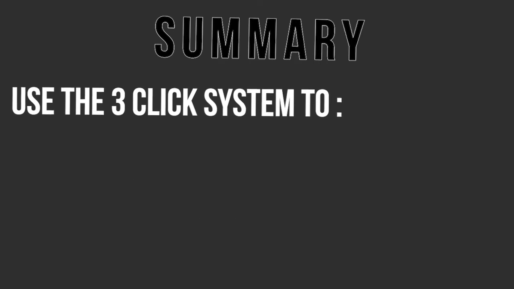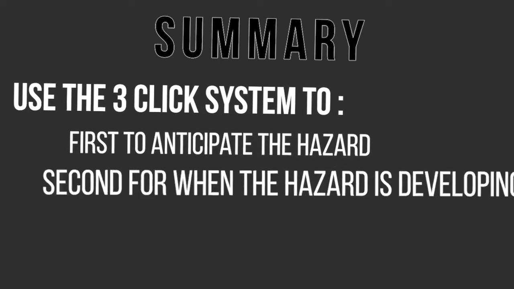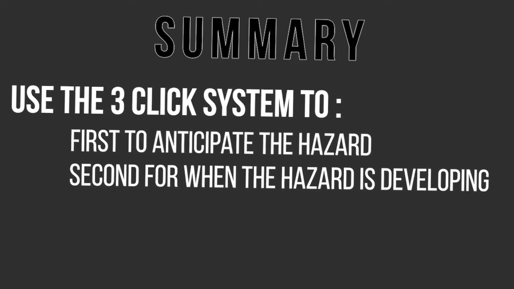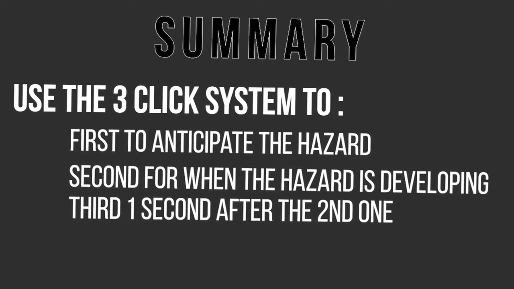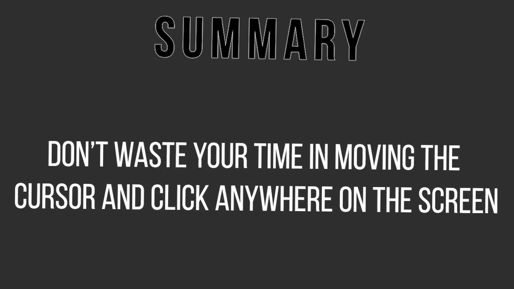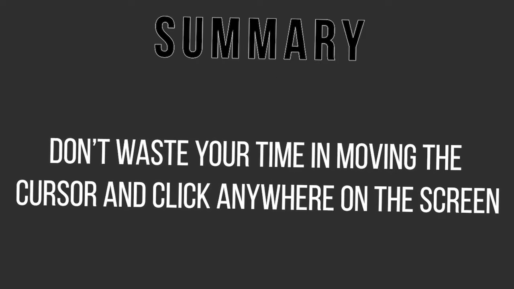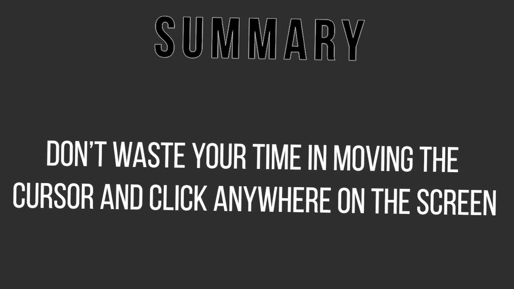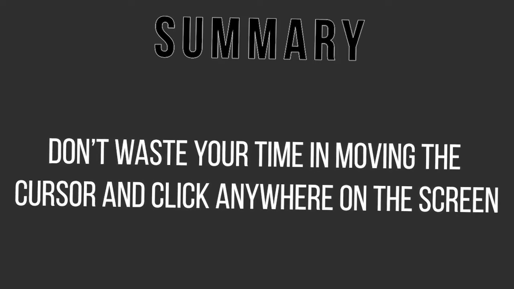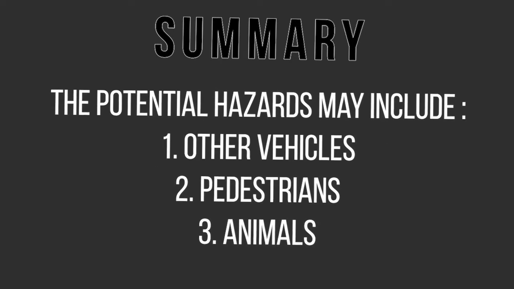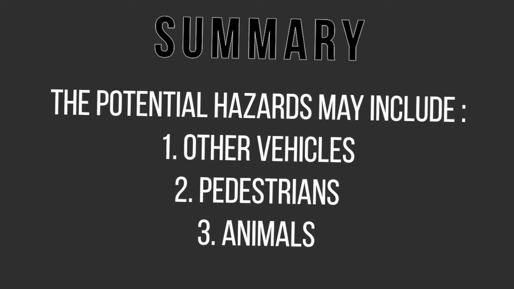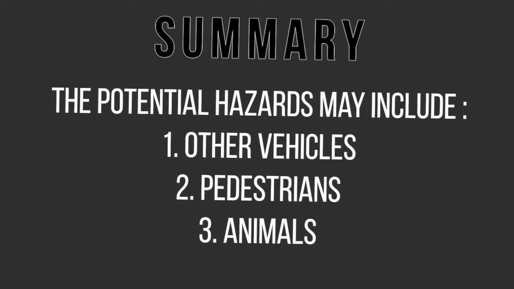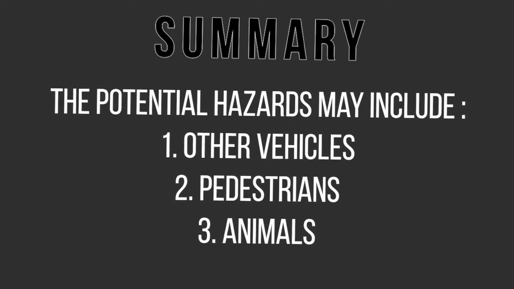Also use the 3-click system: first to anticipate the hazard, second for when the hazard is moving towards you and is developing, and a third click 1 second after the second click. Also, don't waste your time moving the cursor, as there will be no cursor, so just click wherever you want on the screen as soon as you see a potential hazard. The potential hazards that you are looking for might be other vehicles, pedestrians, animals, or anything else that could make you stop or change your direction. So just keep an eye out and make sure to look for them.